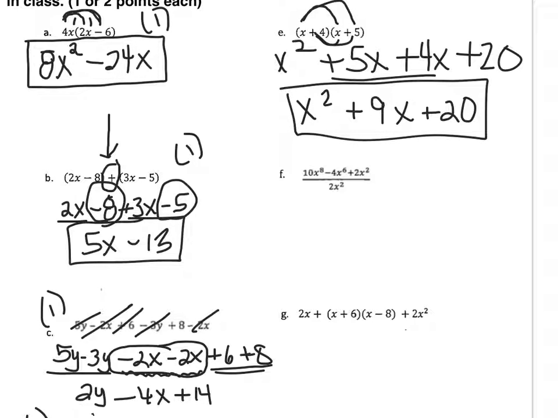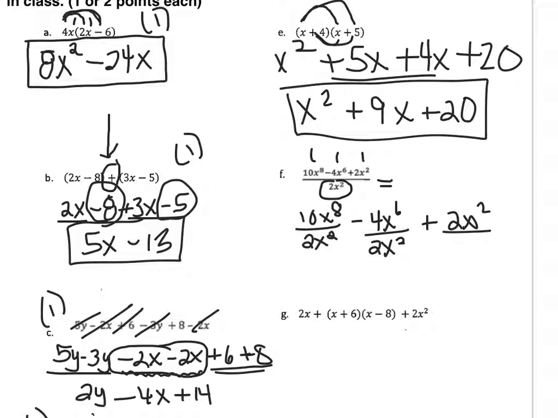Letter F is a division problem, but what kids forgot about is if you're dividing one term into 3 separate terms, your answer has to have 3 terms as well. So with a problem like this, I recommend rewriting it as 10x to the 8th divided by 2x squared minus 4x to the 6th divided by 2x squared plus 2x squared divided by 2x squared.